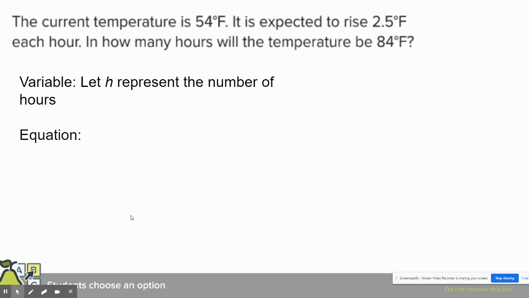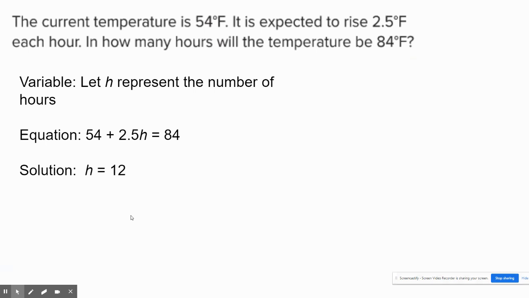I did have the students choose an option. I gave multiple choice: 54 plus 2.5h equals 84. And the solution for it is h equals 12. Again, subtract 54 from both sides, divide through by 2.5, and you get h equals 30 divided by 2.5, which is 12. So that is the lesson in a nutshell.